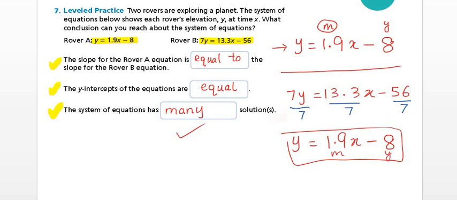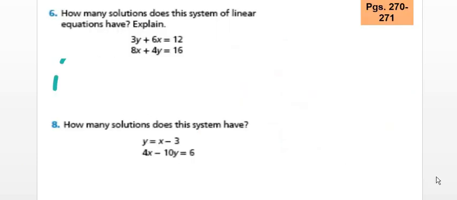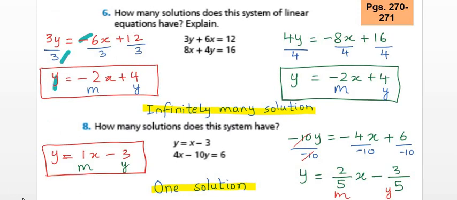Clear? I'll show you some more questions now. Better pause the video here, change each equation if it is not in the standard form, and try to solve these questions on your own, and then play the video to check your answers. So here is the solution for question number 6 and question number 8.